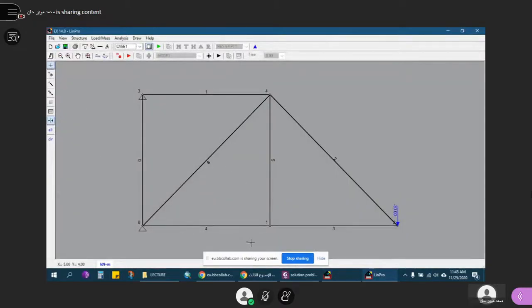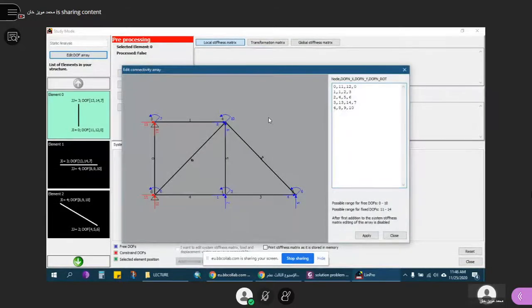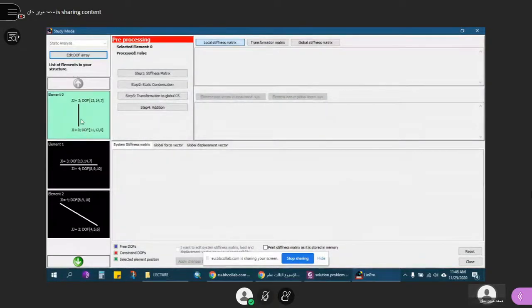I have already drawn this truss with the hinge supports over here and this one. So let us go to the stiffness matrix area. Check the degrees of freedom assigned by LinPro. It was overall 14 degrees of freedom, because 1, 2, 3, 4, 5, 6, 7, and 7 to 14. Each node will have 2 degrees of freedom like that. So let us go element by element.